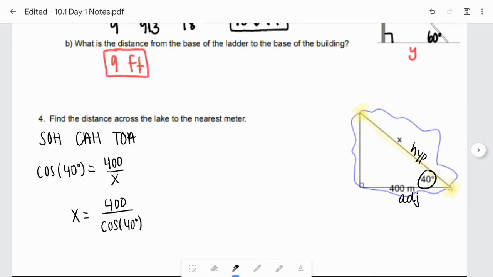So when you enter this into your calculator, we should get that x is approximately, if we're rounding to the nearest meter, 522 meters.